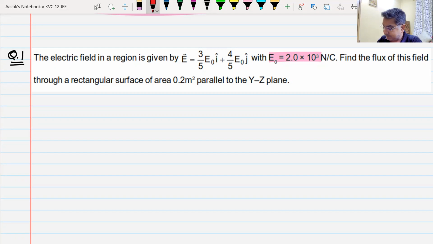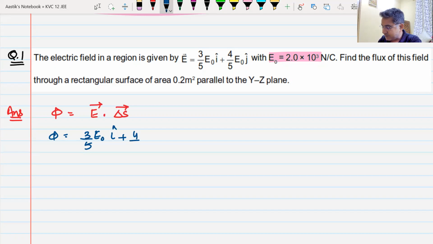So how are you supposed to do this? Flux is equal to E dot A, sir. The electric field is constant, the angle is the same, so you can just take the dot product E dot delta A or delta S. And how do I take the dot product? It is 3 by 5 E naught i plus 4 by 5 E naught j, and I have to take the dot. How do I write the area as a vector here?